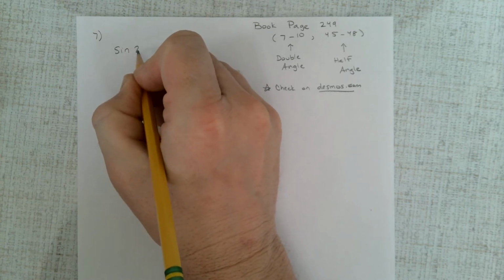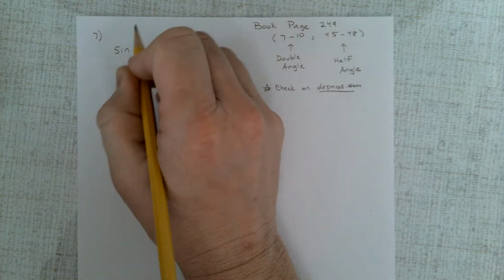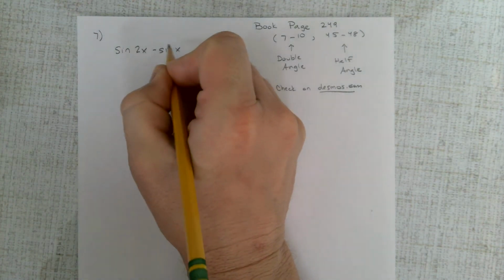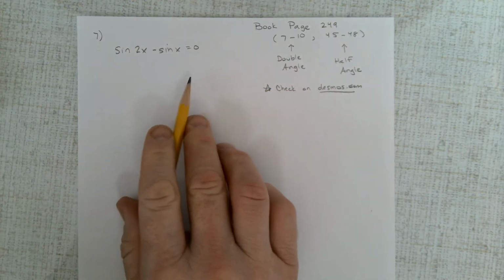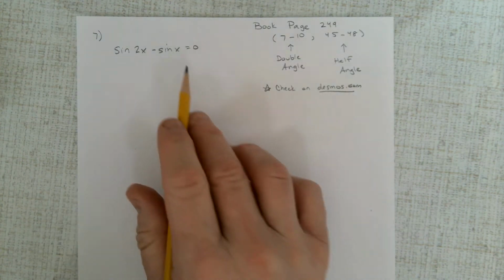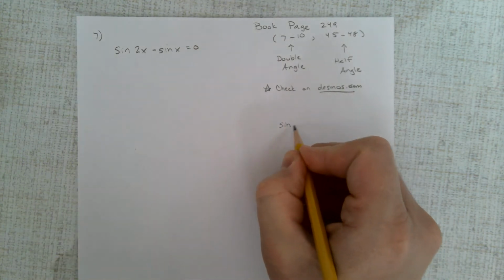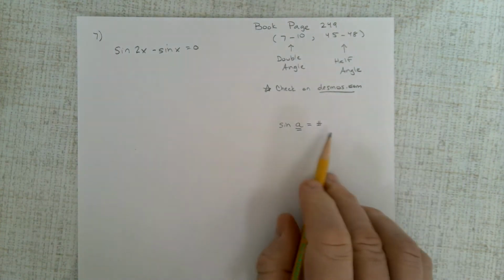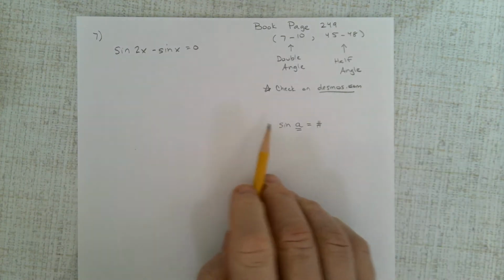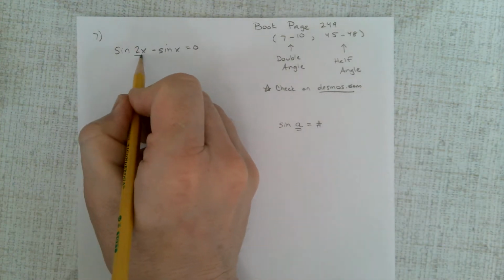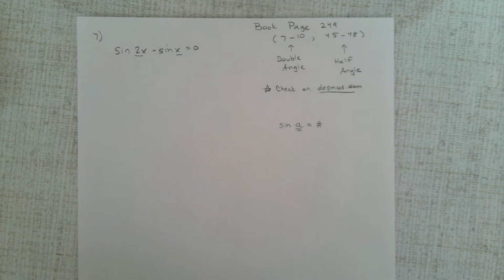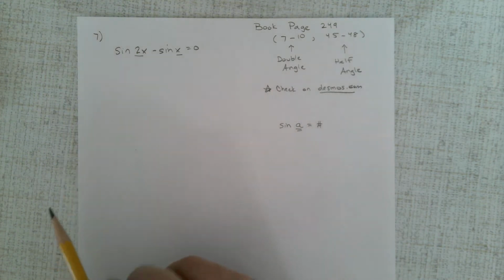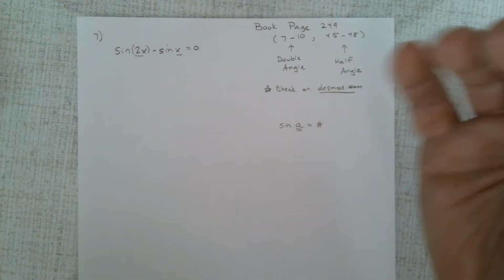So problem 7 is sine of 2x minus sine of x is equal to 0, and we have to solve this. We only have one goal on these types of equations. Remember, our goal is to get it down to a trig formula equal to a number, then we can use our unit circle to figure that out. But we have a problem here. These arguments don't match. So we're never going to get it down to a single one because they're two different ones right here, and we have to get them to be one.